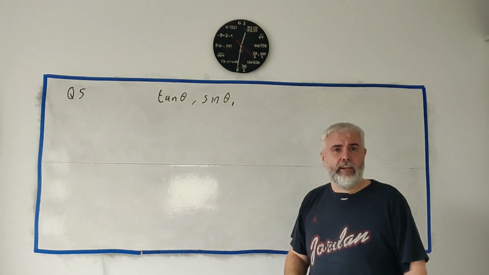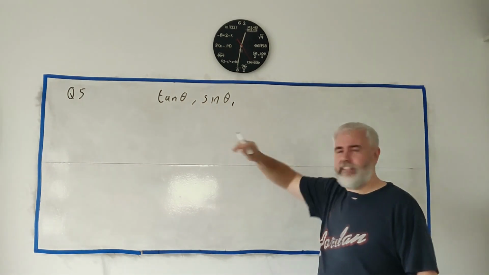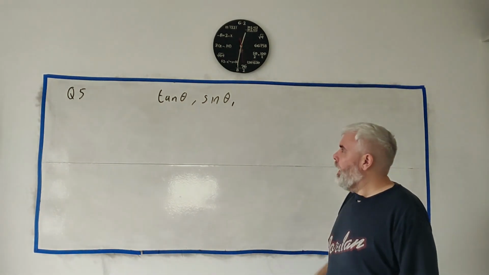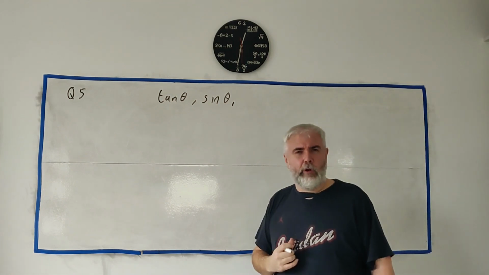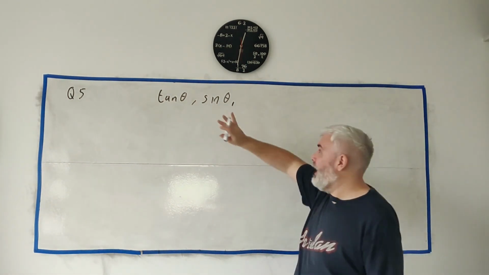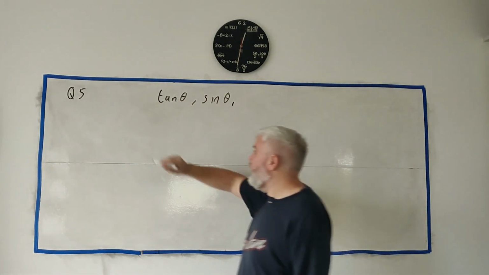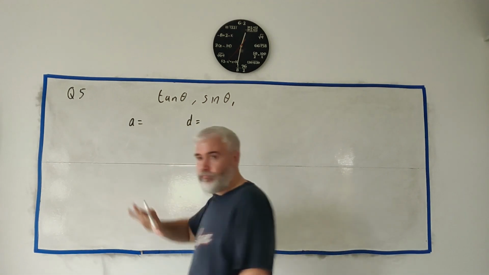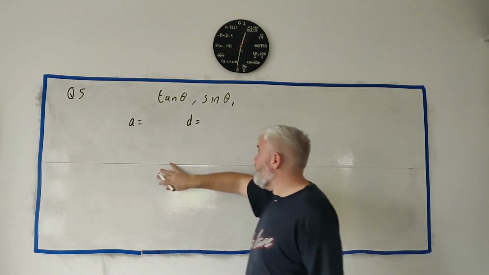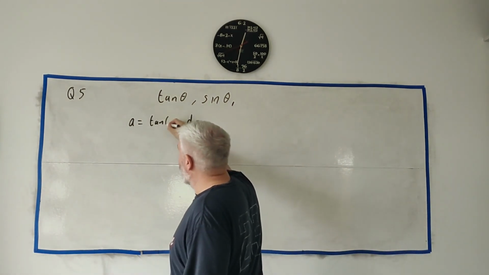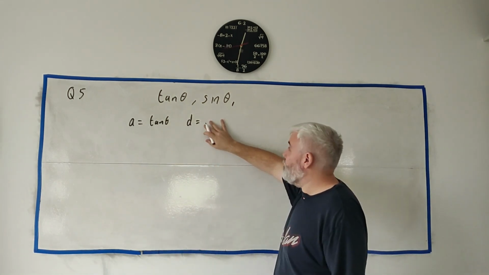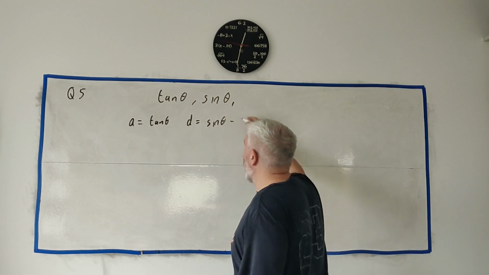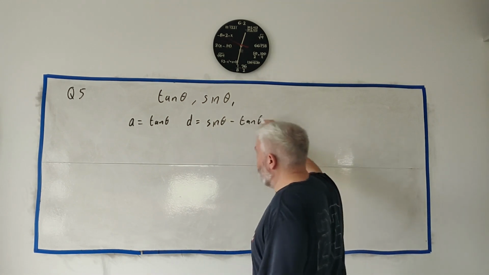Oh, they give us more. They tell us theta is actually pi over 4. But forget all that for a moment. What we really want, because we can answer anything about an arithmetic progression if we know the first term and the common difference, is this: the first term is tan of theta. The common difference is just the difference between the two, so that's sine theta minus tan theta.